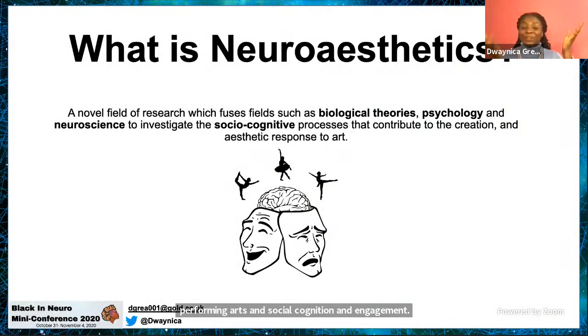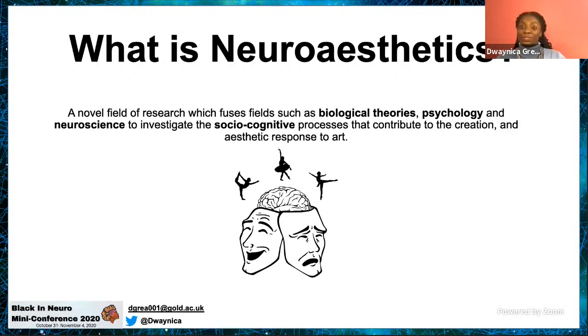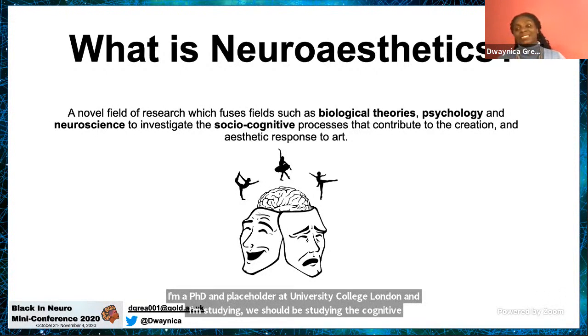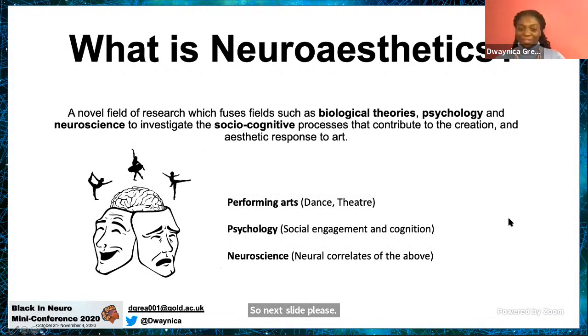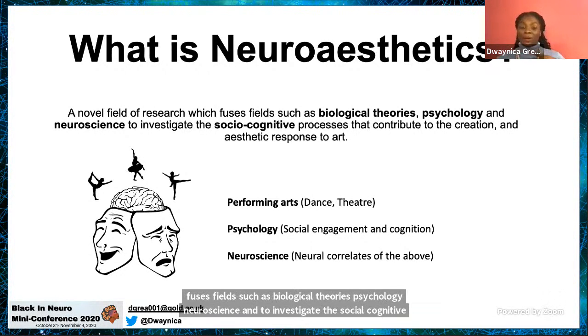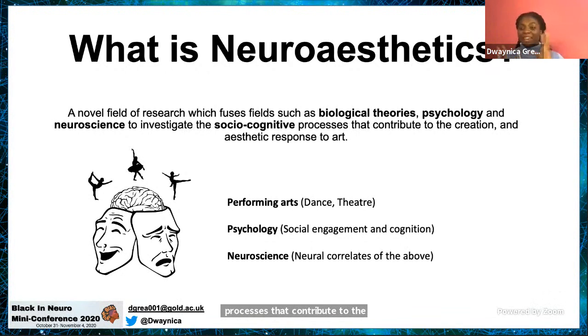So the division of neuroscience that I'm in is neuroaesthetics. This is a novel field of research which fuses fields such as biological theories, psychology, and neuroscience to investigate the socio-cognitive processes that contribute to the creation and the aesthetic response to art. And if you press next, you'll be able to see where I lie in all of this. My research focuses on performing arts in dance and theatre, but today I will be focusing more on theatre and also psychology. My undergrad is in psychology, so I'm interested in looking at social engagement and cognition. And neuroscience comes in, which is quite new for me, because I've only started this area of research, to look at the neural correlates of the above.